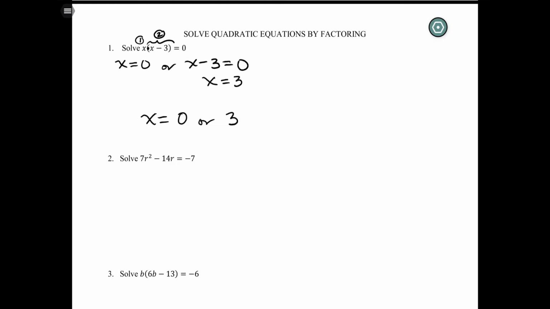My big warning before I move on is this first one, this lonely x. People like to just forget about those. For one thing, people forget to try and factor out a greatest common factor, so they won't get it factored that way. But even when they get it factored that way, they want to just pay attention to the x minus 3 equals 0 and forget about the x. So don't forget about it.